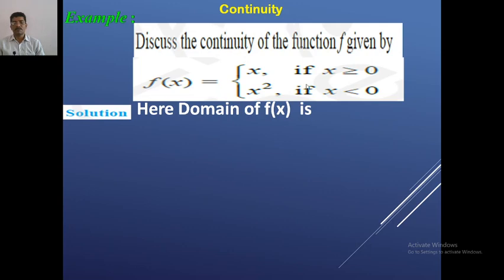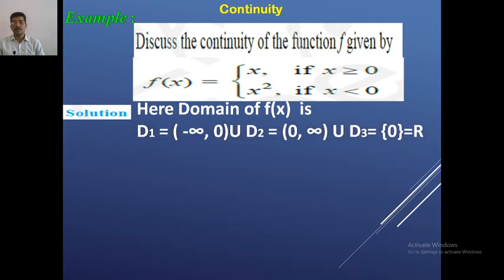Here the domain of f is given by x negative. Negative means all negative real numbers, minus infinity to 0. x positive, x is greater than 0, it means 0 to infinity. And x equal to 0, the singleton set 0. Therefore, the domain of the function f is D1, the open interval minus infinity to 0, union D2, the open interval 0 to infinity, union D3, the singleton set 0. Therefore, the domain of the function is the set of all real numbers.